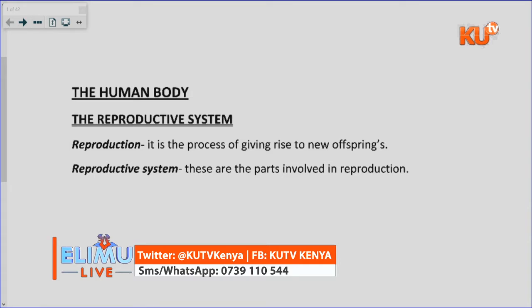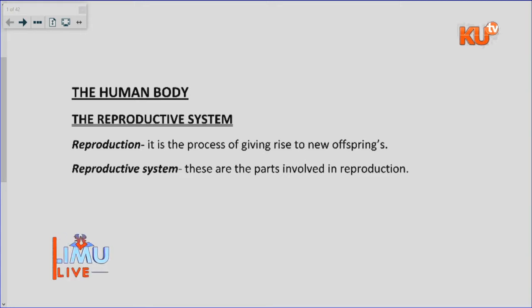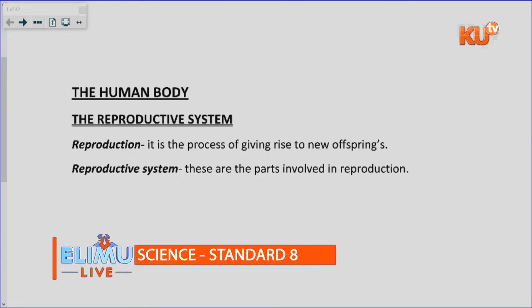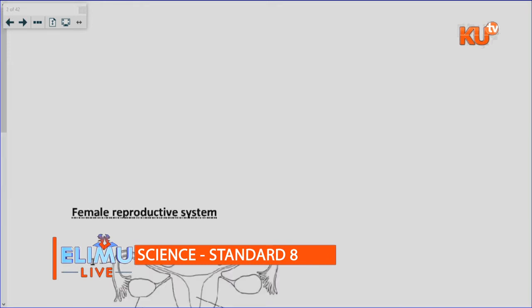The definitions of the terms are there. Reproduction is the giving rise to new offsprings, and the reproductive system is the parts that are involved in the process of reproduction. So we look at the female reproductive system, and it consists of the following parts.